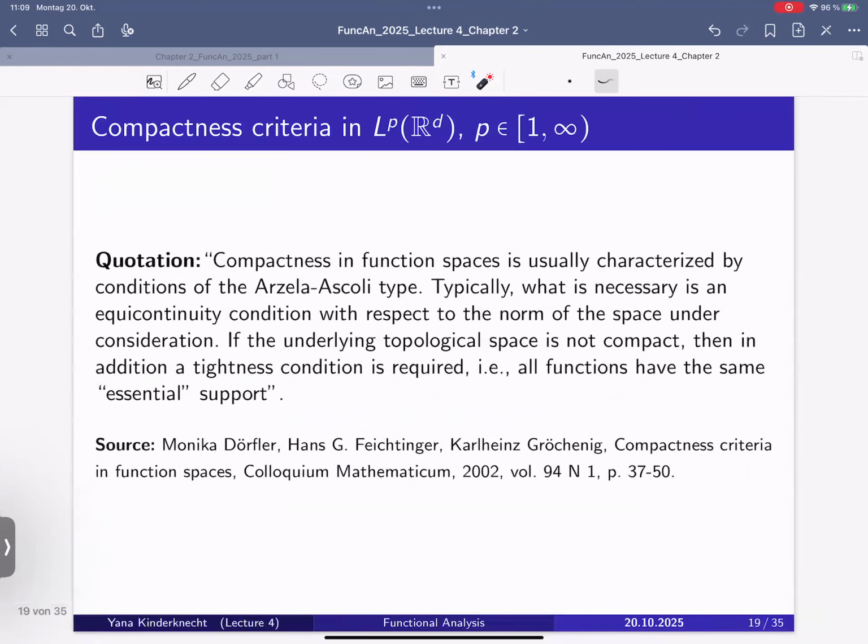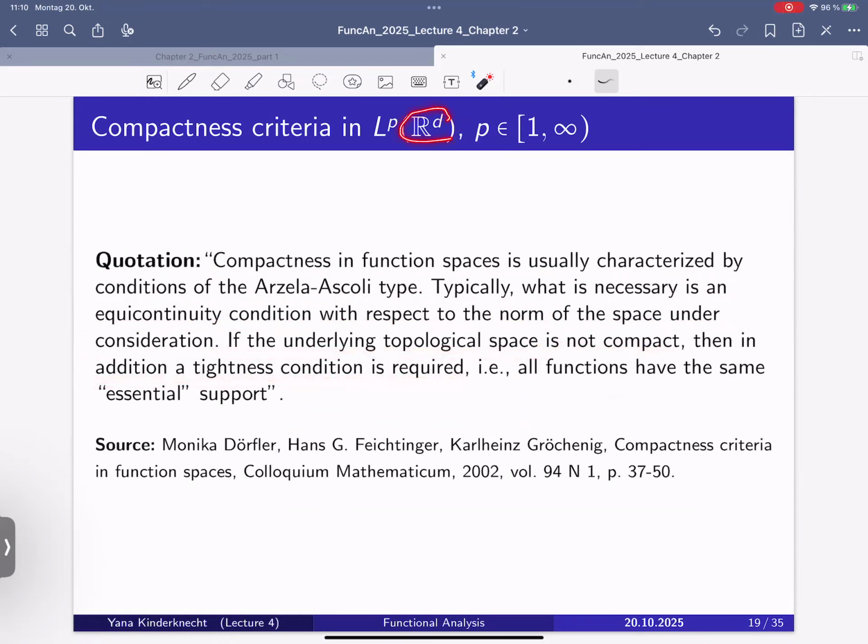I will give you a quotation. Compactness in function spaces is usually characterized by conditions of the Arzelà-Ascoli type. Typically, what is necessary is an equicontinuity condition with respect to the norm of the space under consideration. If the underlying topological space, this one, is not compact, then in addition, a tightness condition is required.